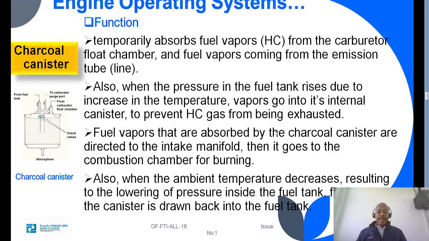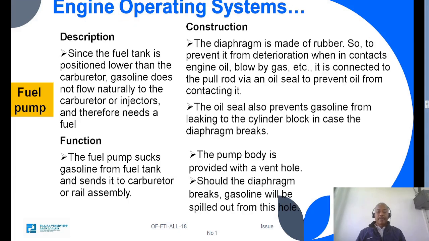Fuel vapors that are absorbed by the charcoal canister are directed to the intake manifold. Then it goes to the combustion chamber for burning. Also, when the ambient temperature decreases, resulting in the lowering of pressure inside the fuel tank, fuel vapors in the canister are drawn back into the fuel tank.